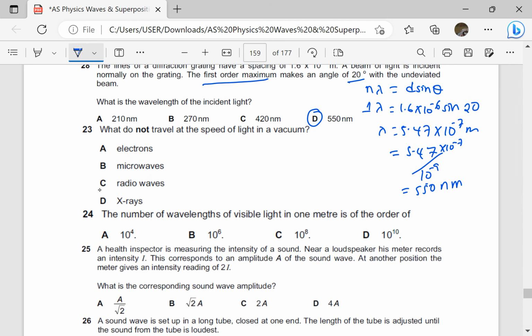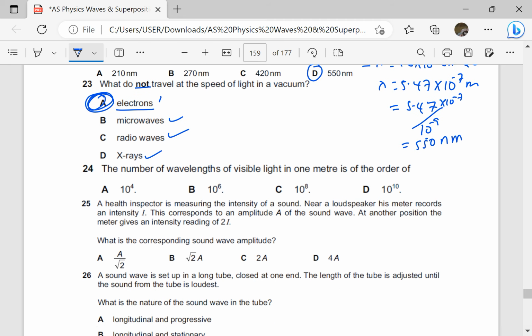What do not travel at the speed of light in a vacuum? Electrons, of course. Microwaves, they travel at the speed. Radio waves, these ones are electromagnetic. So the answer is going to be electrons. These ones do not travel at the speed of light.